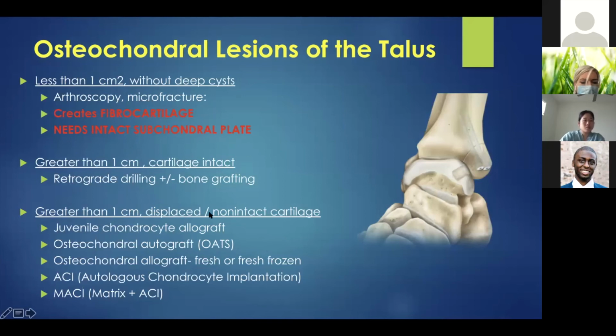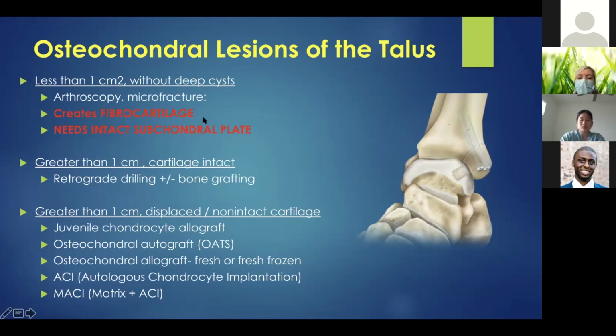Most of the ones that we see that we operate on do have a non-intact cartilage, but if they're big, greater than 1 or 1.5, then there's not a true standard of care which one is best. Sometimes we do juvenile chondrocyte allograft, but if it has a big cystic lesion, we often will do OATS.